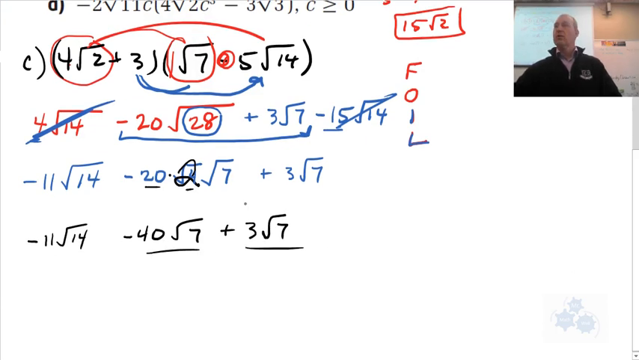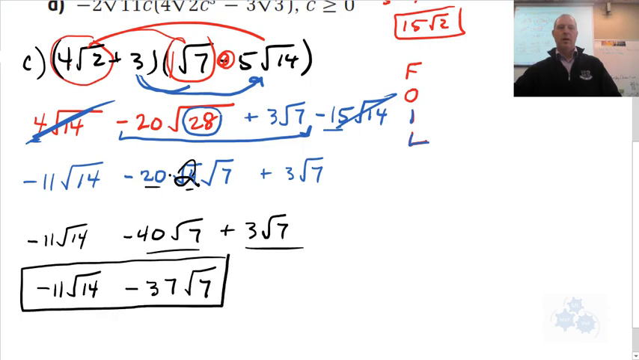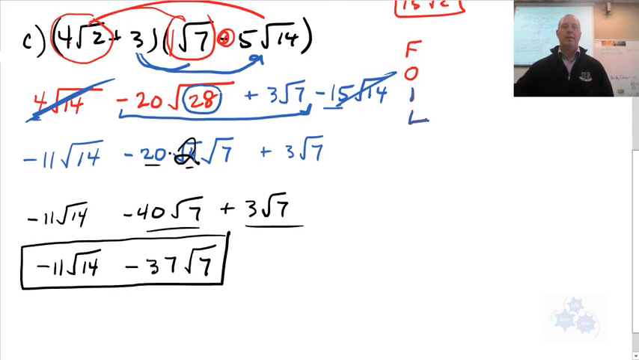So now these are like terms, so we just combine the front. So we have negative 11 root 14 minus 37 root 7. And those are unlike terms, they can't be simplified. And then we're done. Okay, any questions on that?